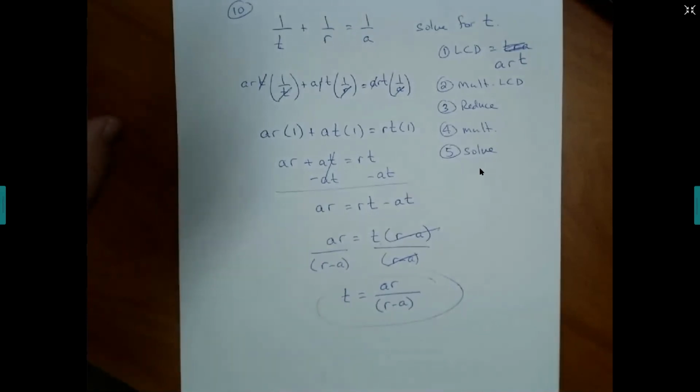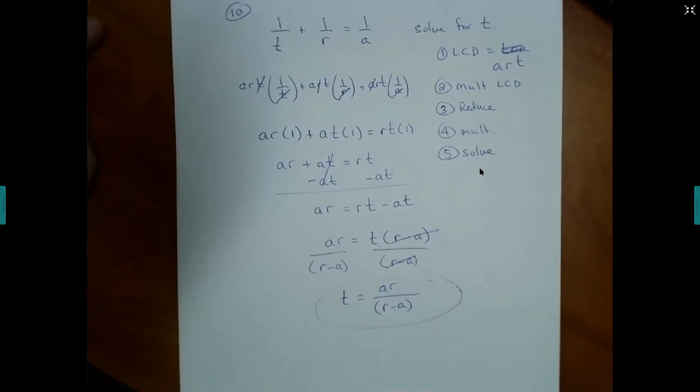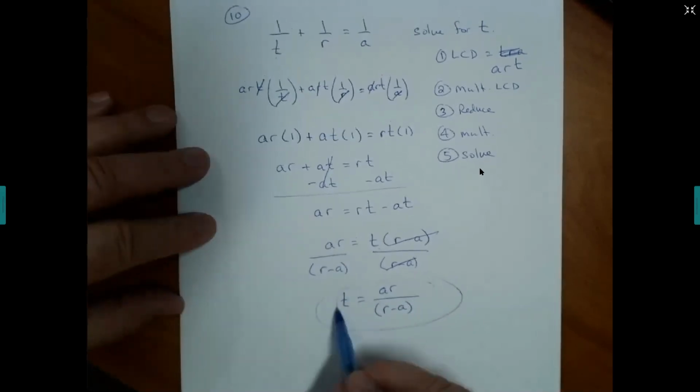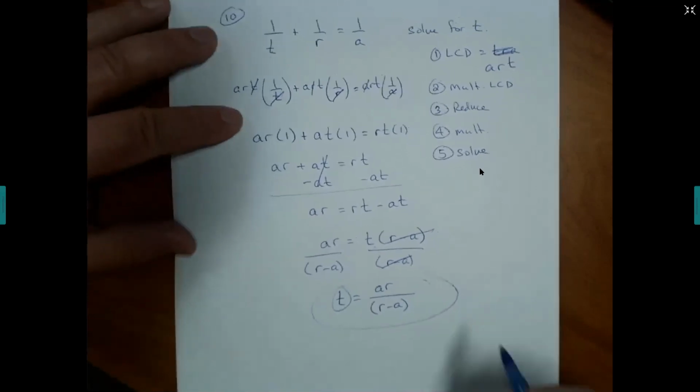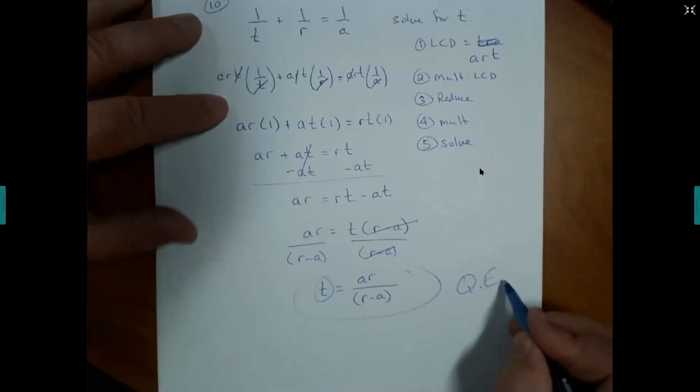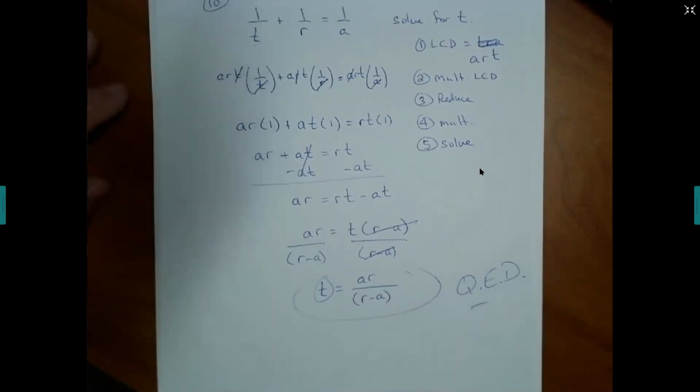It looks tricky, but again, you have to use all the rules you can. You're solved for t. Once t is by itself, you're done. As my professor said, QED, quod erat demonstrandum. What I was supposed to show you today, I did. That's what it says in Latin. Okay, any questions, anybody?